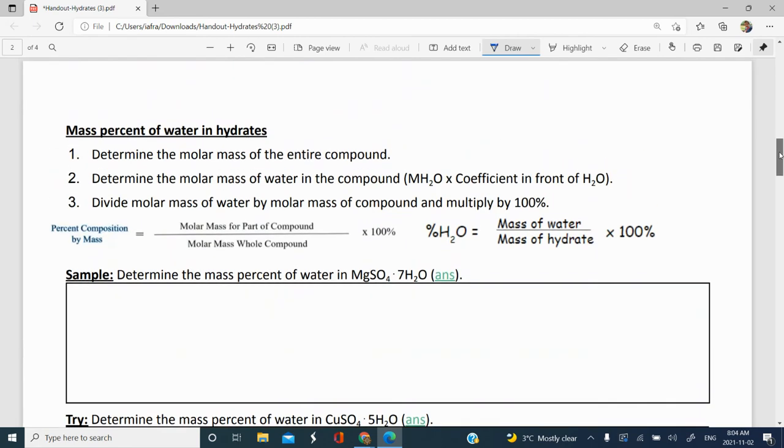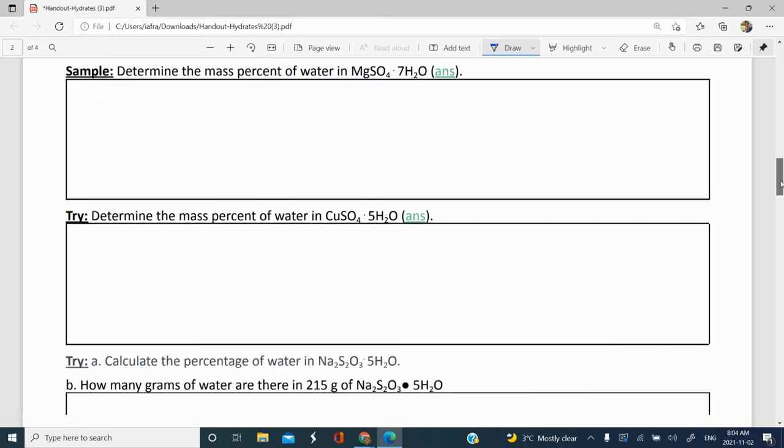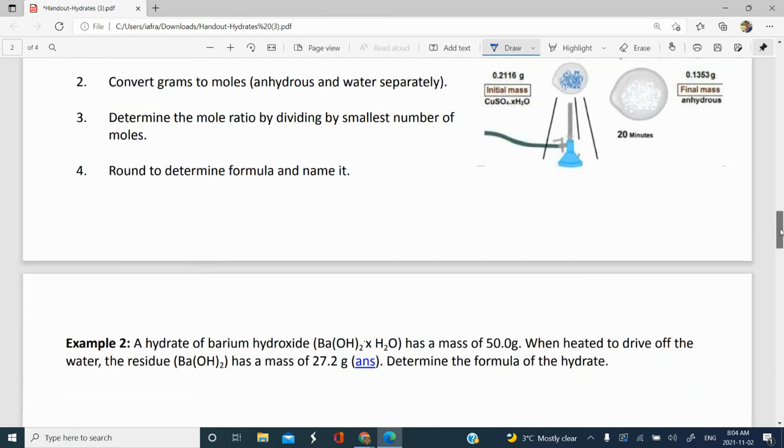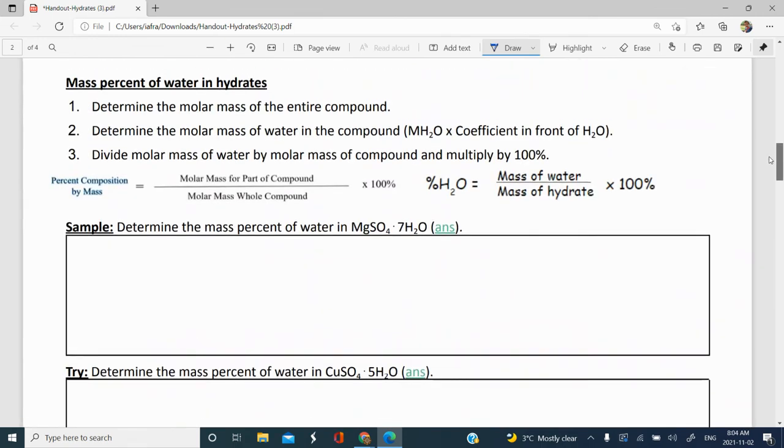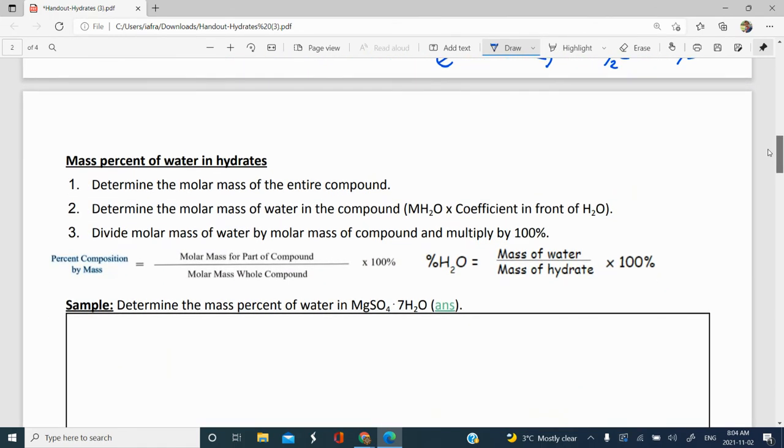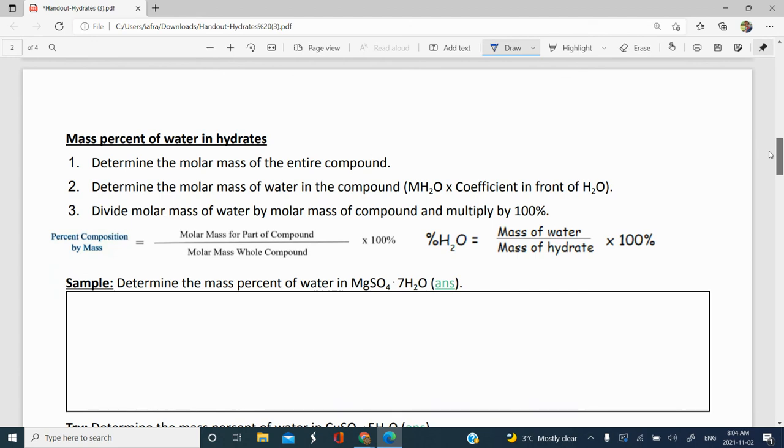in hydrates. And then after we have that last skill, we can go to do formulas for hydrates because we'll have all the skills required. So we'll do the mass percent of water in hydrates in the following video. And then after that, we'll go and do a full hydrate analysis.